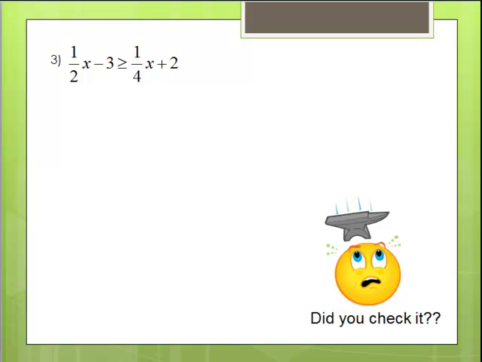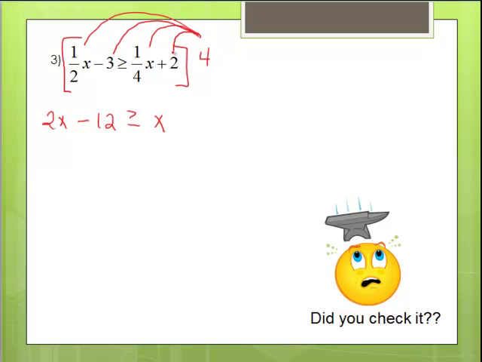Oh, here's a good one. What should we do first? I bet you know by now. Yeah, I would get rid of the fractions. So I'm going to multiply everything by my least common denominator, which is 4. When I multiply this one times 4, half of 4 is 2, so I get 2x. When I multiply this one times 4, I get negative 12. 1/4 of 4 is 1, so I get 1x. And then 2 times 4 is 8.